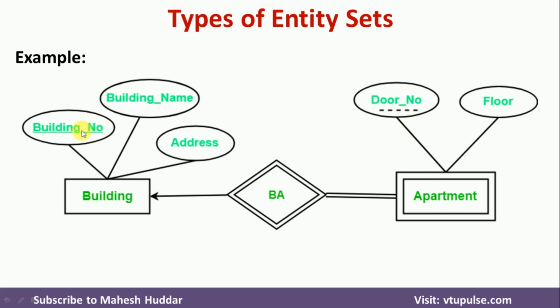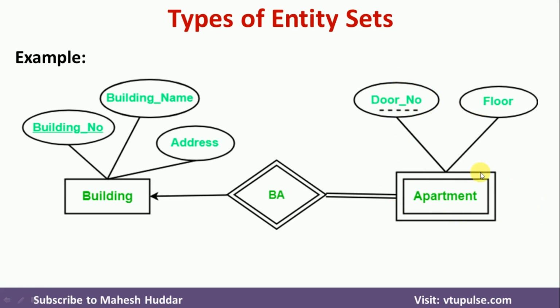The building number is the primary key of building. That is the reason it is called the strong entity set. The door number is a discriminator element. That is, this apartment does not have any primary key here. We can say it's a partial key, or it is called the discriminator key here. That is the reason apartment is a weak entity set in this case.